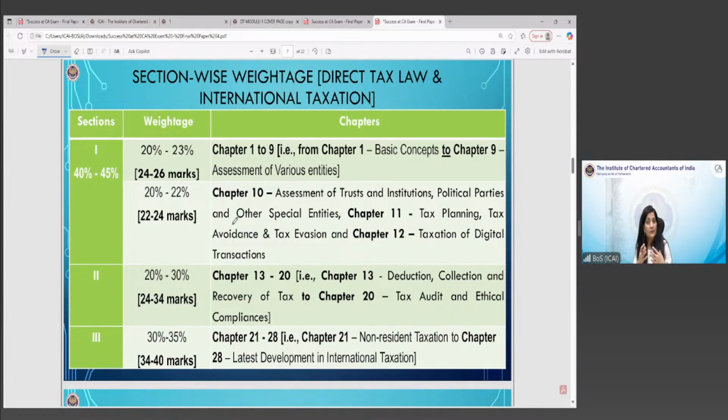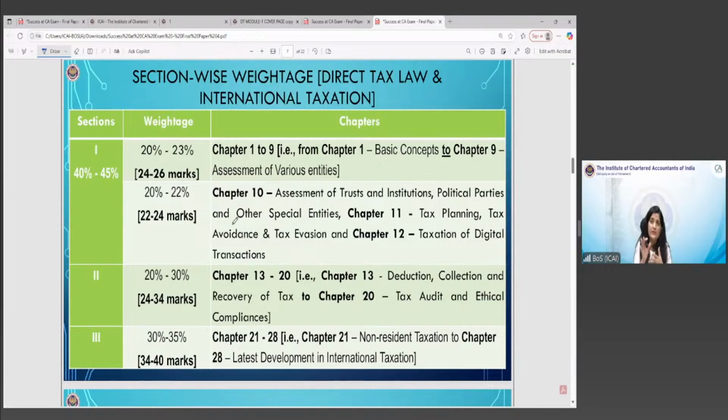The assessment procedure is there, that you are supposed to file your return of income. Since you are paying the tax, you have to determine your self-assessment tax, right? Then your income tax authorities, who can do the searches, who can do the surveys? These are the income tax authority provisions. Then your miscellaneous provisions are there. Miscellaneous provisions are really very important for you. Go through those provisions. There are some specific sections, but really very important sections. So please go through that.